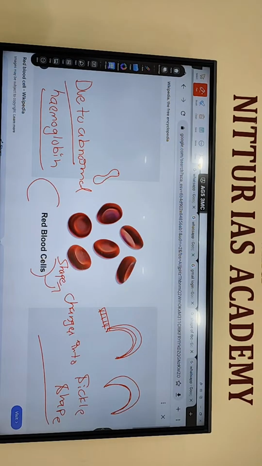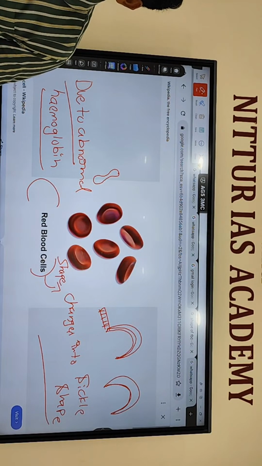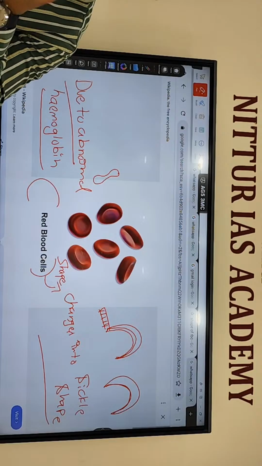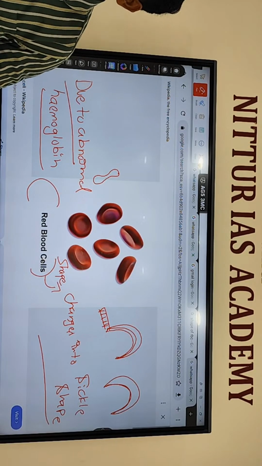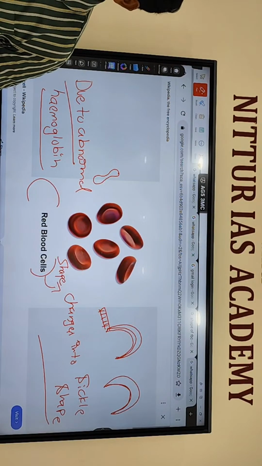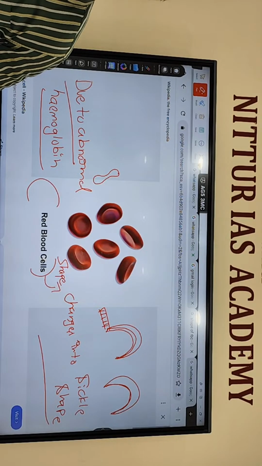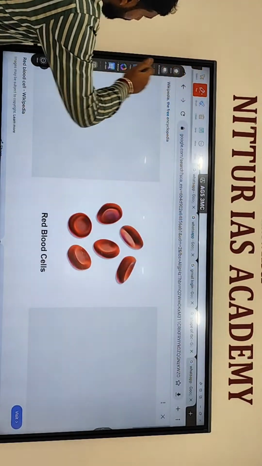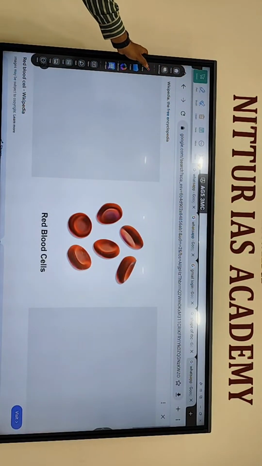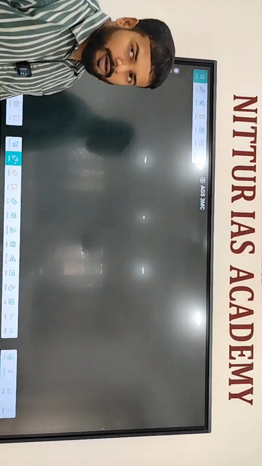What happens if a person gets this disease? The only solution is that he should get a regular blood transfusion, or otherwise gene editing. No other medicine or injection will treat him. Nothing else can treat him, it is a genetic disease. Sickle cell anemia, due to abnormal hemoglobin.